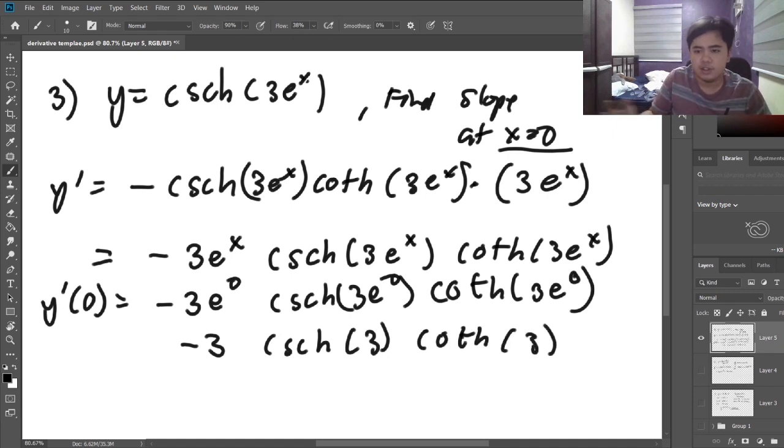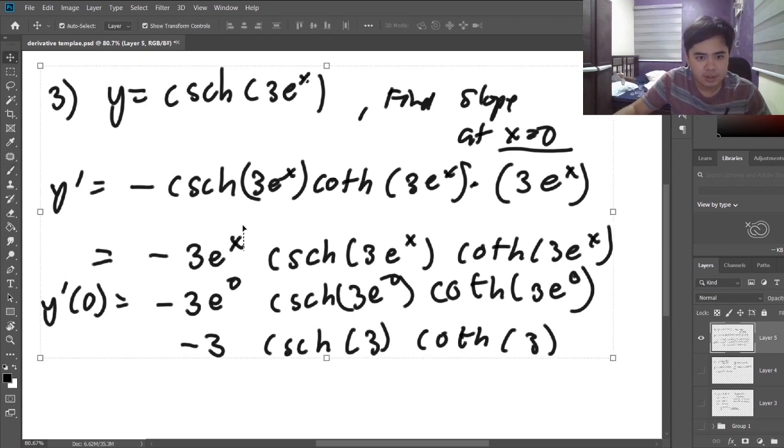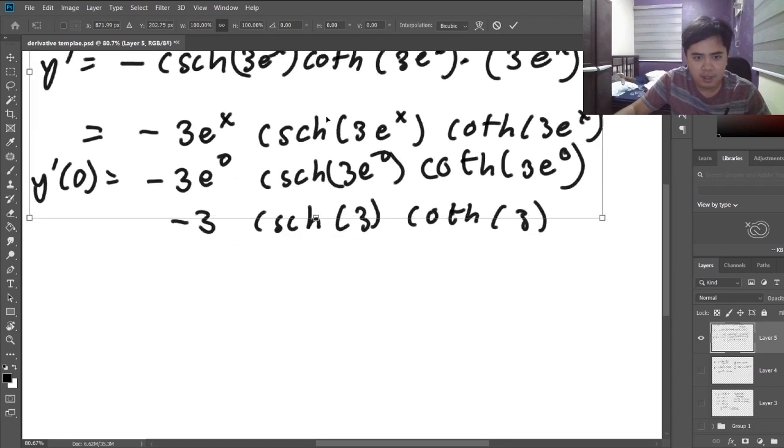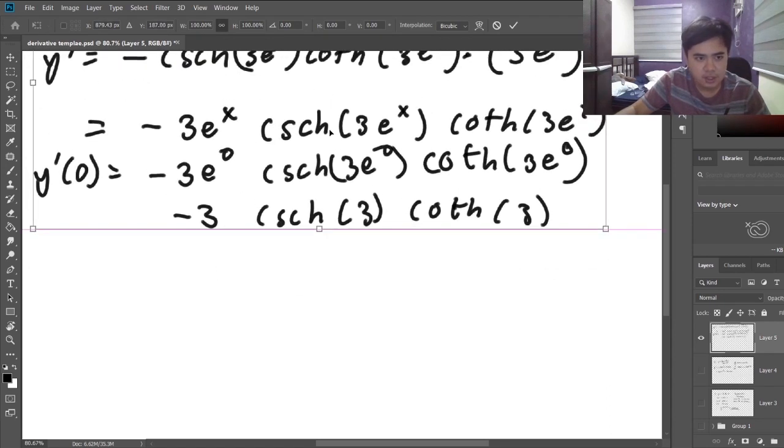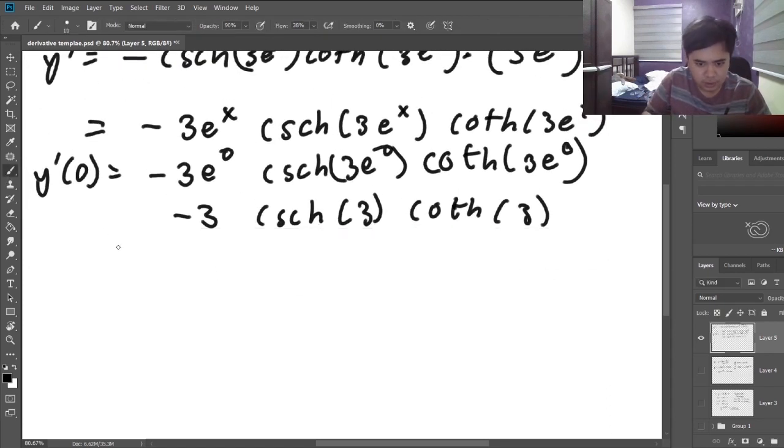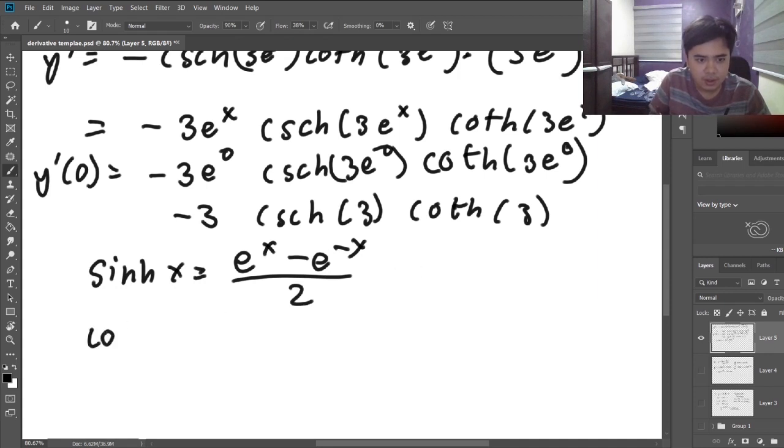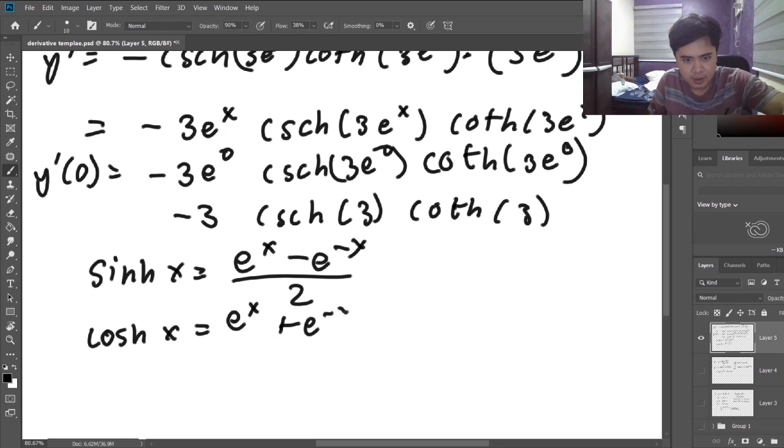Now, how do we do this? You can use the calculator if you're allowed, but if you're not allowed to use the calculator, you could use the definition of hyperbolic cosecant and cotangent. So what is that? Let's recap. For sinh of x, that is equal to e to the x minus e to the negative x, over 2. For cosh, it's the plus version over 2. Let me just check.